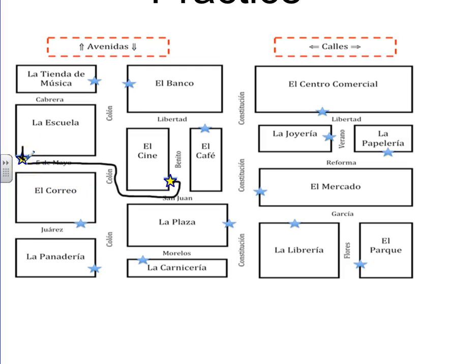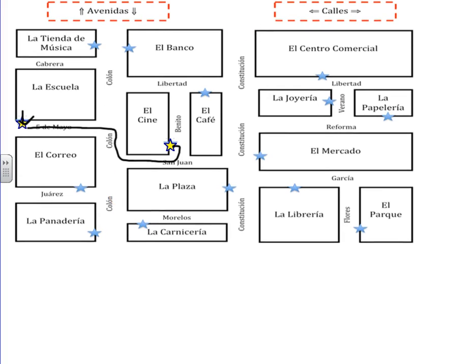You are at the school. Turn to the left on 5 de Mayo Street. Straight ahead until you reach Colón Avenue. Cross Colón Avenue. Turn to the right on Colón Avenue. Straight ahead on Colón Avenue until you get to San Juan Street. Turn to the left on San Juan Street. Straight ahead on San Juan until you get to Benito Avenue. Turn to the left at Benito Avenue. The building is on the left, and that's what it would sound like in English. Okay, that's pretty specific, detailed directions, and that's the way I want you to give them.